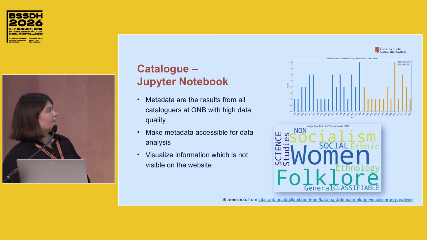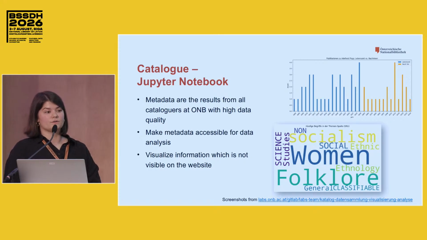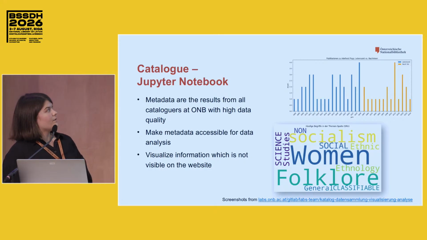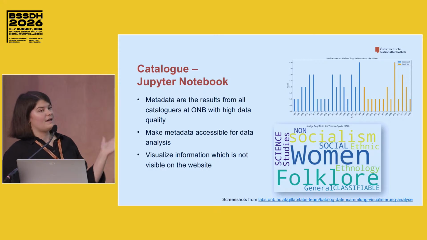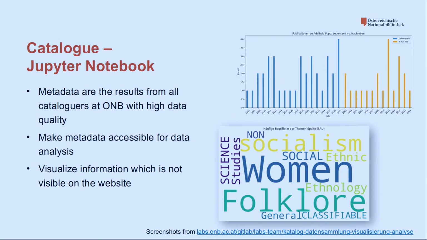For example, the picture on the top right, we had a search in the catalog about Adelheid Popp. She was a really famous politician in the Austrian women's movement. And with the notebook, we could, for the first time, visualize how many books were published when she was still alive, which are the blue ones, and how many were published when she was already dead. So this is also a pretty good cultural data insight, which you wouldn't get from just looking at how many books are in the catalog.